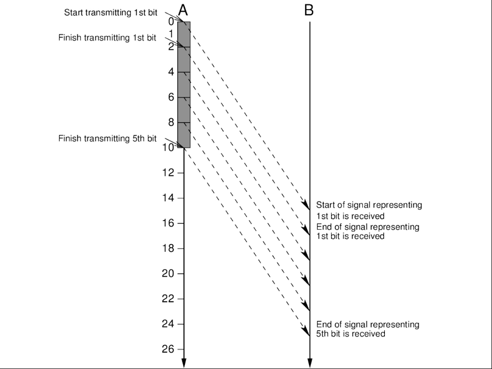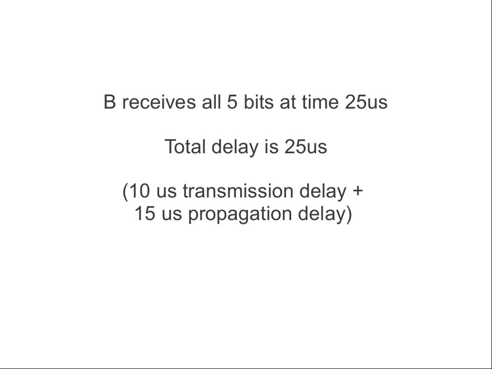So the time at which computer B receives the signal representing the fifth bit is, okay, the fifth bit was finished transmitting at time 10. The signal takes 15 microseconds to propagate. It's received at time 25. Therefore, at time 25, B has received all of the bits. It can process and so on. B receives all 5 bits at time 25. So from the start, 0, to the end, 25.